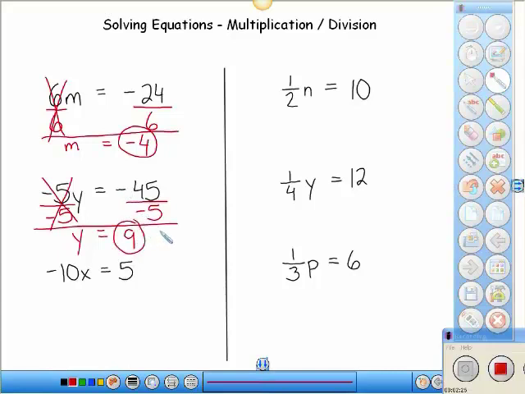y equals 9. Now, this one, don't get confused. A lot of students will look at this and say, oh, 10 divided by 5 is 2. But we've got to follow the same format. I need to get rid of this negative 10 times x. I need to get rid of the times negative 10. I'm going to do the opposite, which is divide by negative 10. And then I need to do the same thing over on this side. And now, look what we have. This is going to cancel out, because negative 10 divided by negative 10 is 1, and 1 times x is x. So I got rid of that.